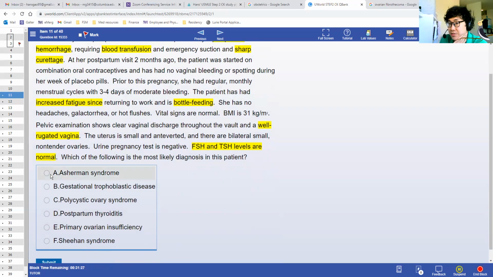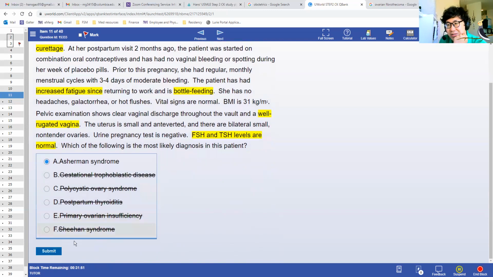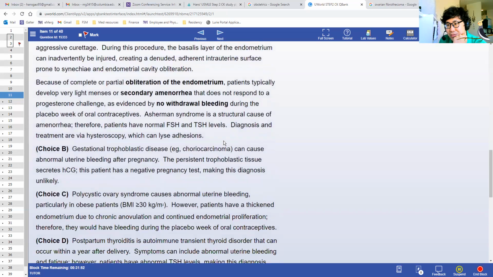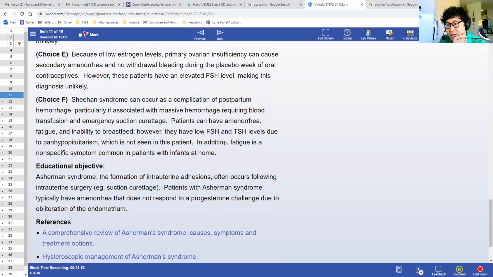That would just be Asherman's. Molar pregnancy, no, she's not having any symptoms. She's not throwing up or bleeding. PCOS, no, you wouldn't develop that so suddenly. You'd also see high FSH levels. Postpartum thyroiditis, no, you'd see low TSH. Primary ovarian insufficiency, no symptoms. You'd also see high FSH and LH. Sheehan syndrome, yeah, we discussed that earlier. Yep, and that's right, Asherman's.